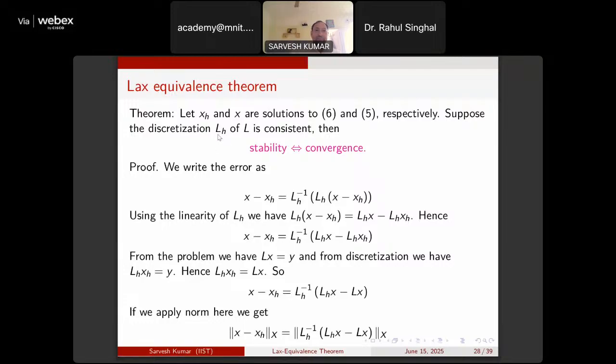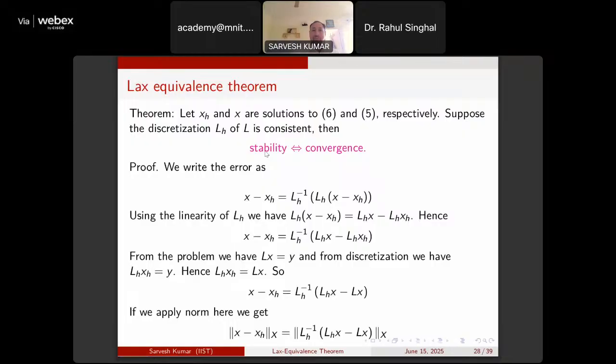Suppose this is consistent, meaning what? When the mesh size tends to 0, your discrete problem behaves like the continuous problem, or L_h in some sense becomes L. Then the stability will give you the convergence. Moreover, convergence gives you the stability. It means they are actually the same. So again I repeat, sometimes it's difficult to have the stability, then proving the convergence is difficult. It depends on which method you work with. Sometimes we may see the convergence but not the stability. But by Lax's theorem, both are the same. If you have one, the other will follow.